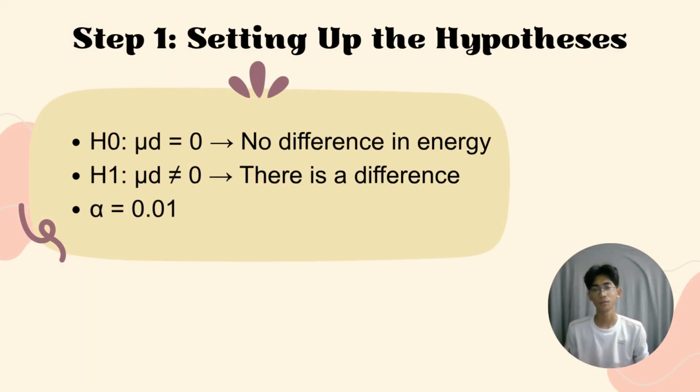So let's set up our hypotheses. The null hypothesis, H null, says there's no difference in energy levels, but the alternative, H1, says there is a difference. It means that the program actually works. We will test this at a 1% significance level. That's quite strict, meaning the evidence must be really strong to reject H null.